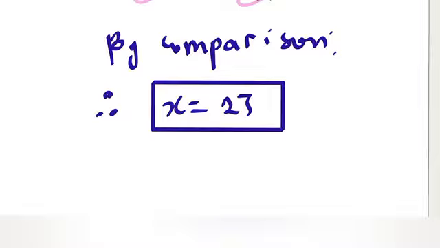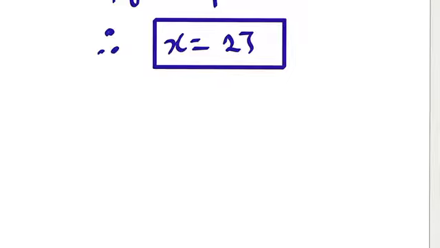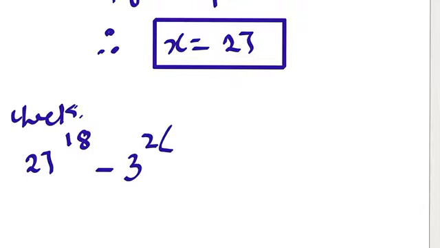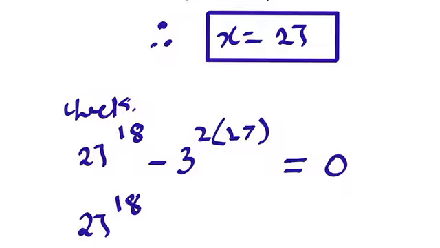Alright. Now let's check whether the solution we have is right or not. We have 27. Check. 27 to the power of 18 minus 3 multiplied by 27. So will this give us 0? So we have 27 to the power of 18 minus, and here we can have 3 to the power of 2, then multiply by 3 times 9 here, then equals 0.